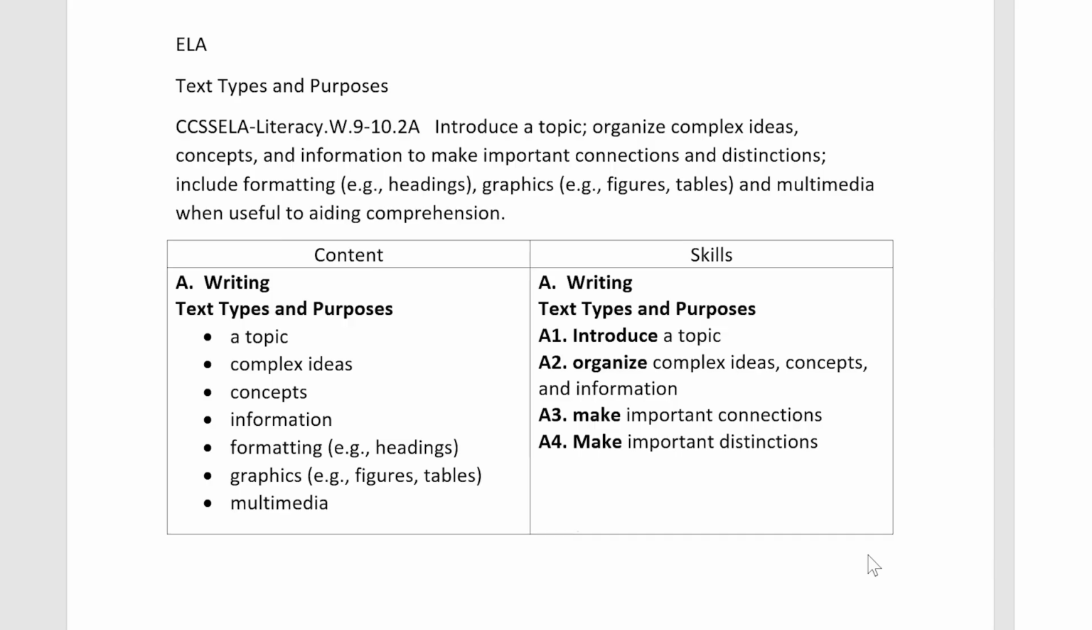Now it also says include formatting. All right, what's observable and measurable here? What does that mean, include formatting? So maybe they have to revise for formatting.